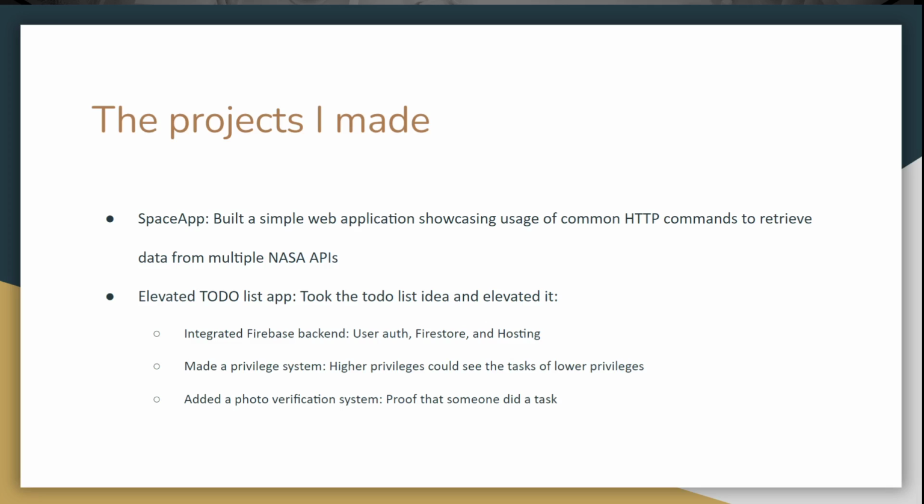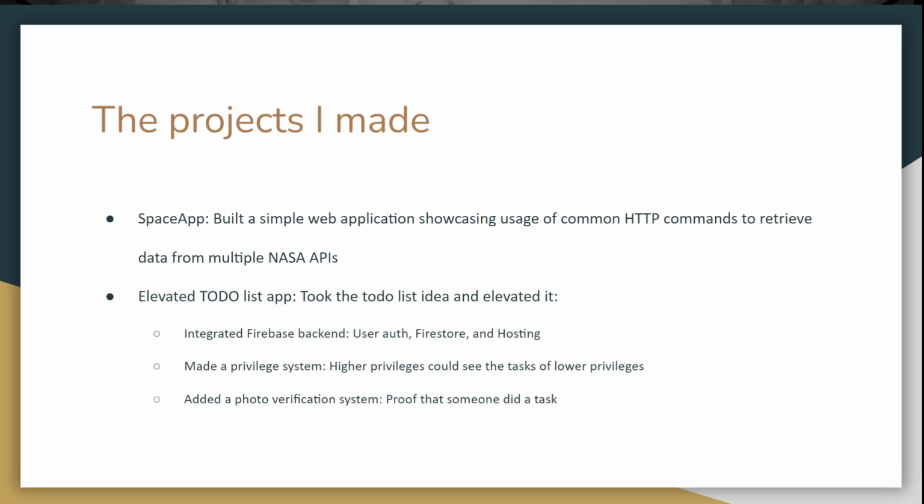In terms of project structure, I made multiple user accounts on the system, so the idea was that you could formulate a company or an organization, add people to that company or organization, and then there was a privilege system, so if you had a higher privilege than somebody, you could see the tasks that they were doing.